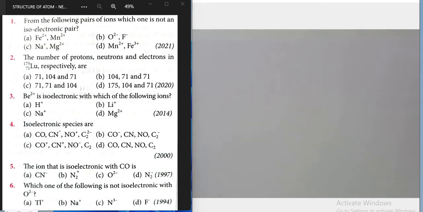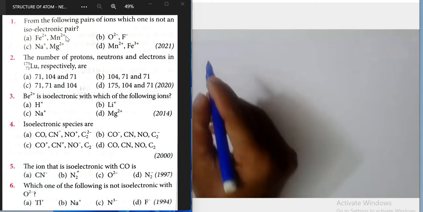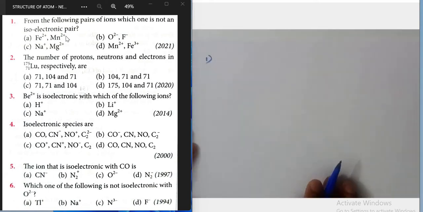Question number 1. From the following pairs of ions, which one is not an isoelectronic pair? Here what they are asking is, which one is not an isoelectronic pair?